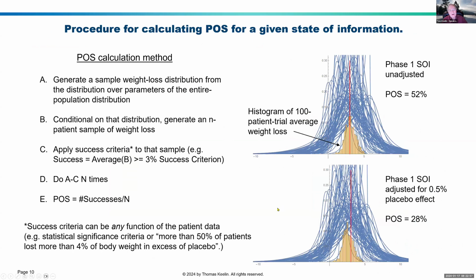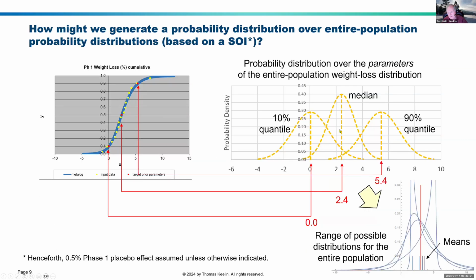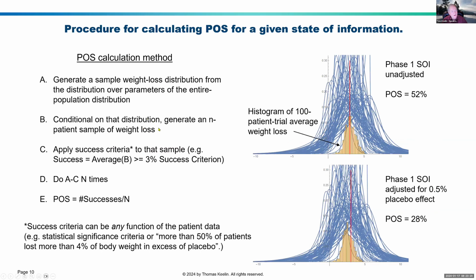So that now gives us a method, a procedure for calculating probability of success for a given state of information. What is this method? Well, generate a sample of the weight loss distribution from the distribution over the parameters of the entire population distribution. So I'm going to take a sample from this multivariate distribution over the three quantiles. From that, I'm going to get a metalog. From that metalog, conditional on that distribution, I'm going to generate an n patient sample, let's say a 100 patient sample of weight loss. I'm going to apply my success criteria to that sample. That is, the average weight loss is greater than the 3% success criterion is success. I do that n times, like 1,000 or 2,000 times. Probability of success is the number of successes divided by the number of trials.